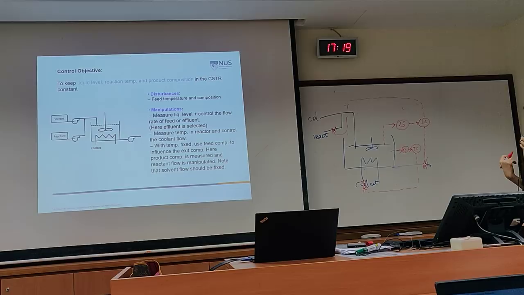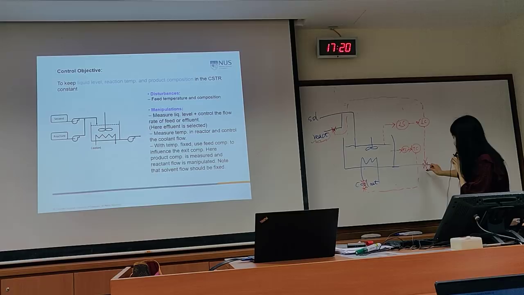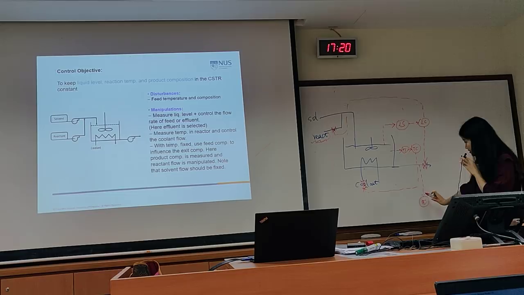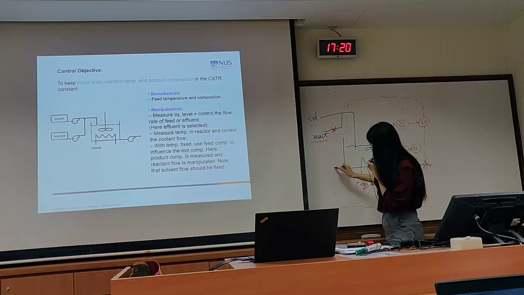Okay. And in this case, if we have the temperature fixed, how can we control the product composition? Is this possible? In this case, it becomes possible because we have two streams in. Although we cannot directly control the composition here, it's a disturbance, but because we have the solvent, if we want to change the composition, we can have a composition sensor or a quality sensor here, send the signal to the composition controller, and back to manipulate the reactant flow.